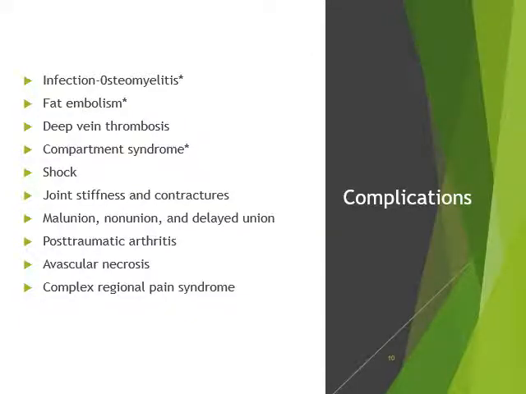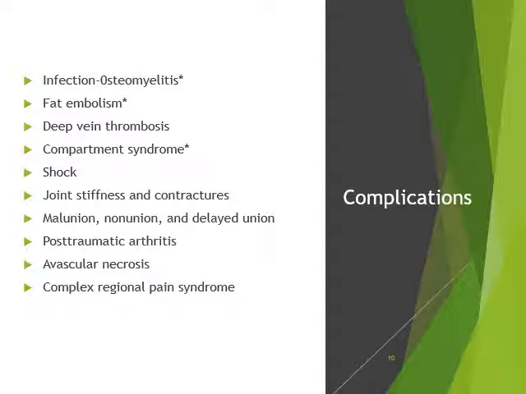So what are the complications of fracture? So the first one I'm going to talk about is infection or osteomyelitis. I'm going to go into detail on each one of these after I'm done just going through the list. So fat embolism, that's going to be an important one we're going to talk about. Deep vein thrombosis or DVT. Compartment syndrome is a unique condition we're going to talk about. Shock, joint stiffness and contractures, which can be a result after a fracture. Malunion, non-union, and delayed union. I'm going to tell you a little story about that one.